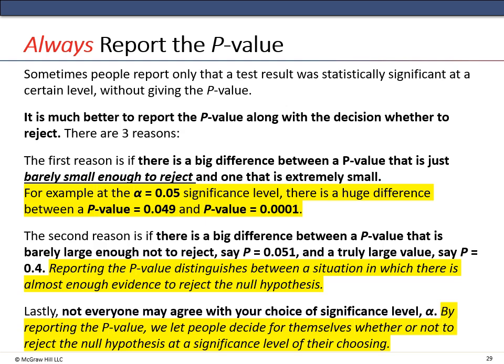Not everyone may agree with your choice of significance level, alpha. By reporting the p-value, we let people decide for themselves whether or not to reject the null hypothesis at a significance level of their own choosing.